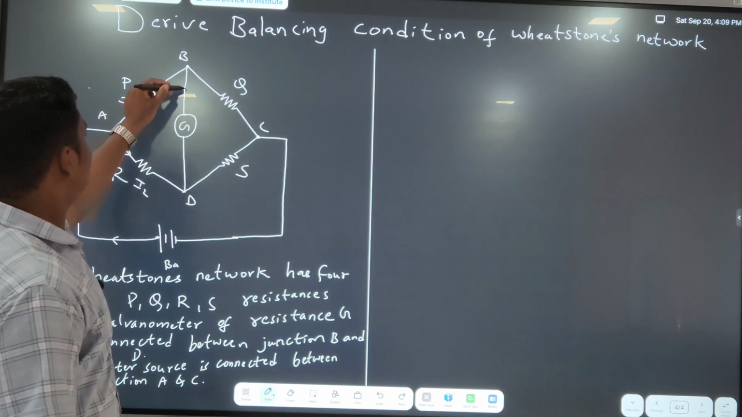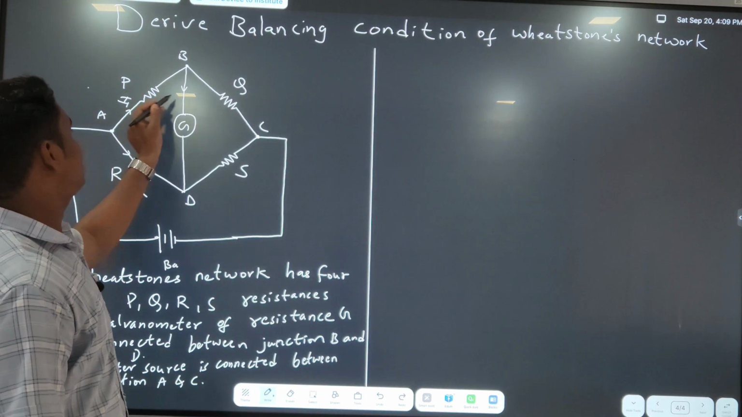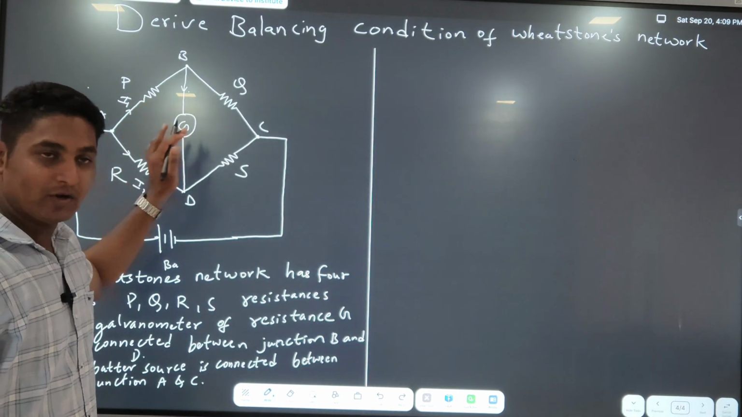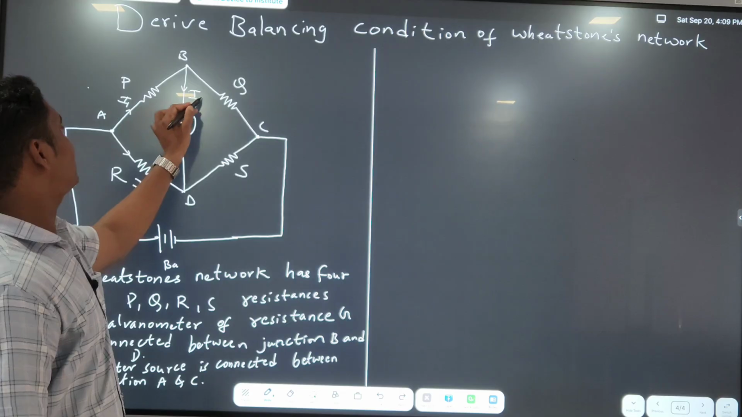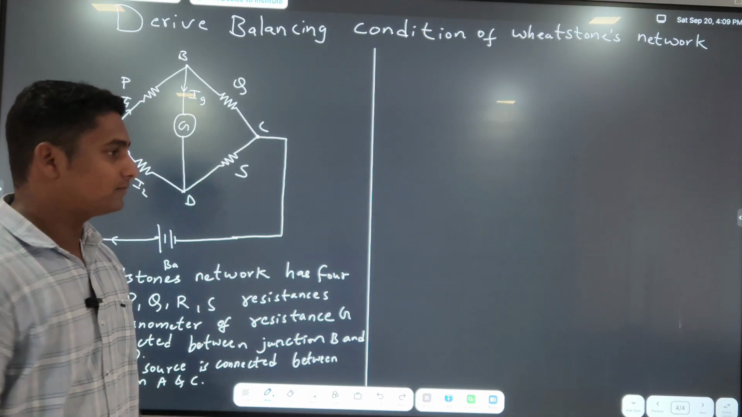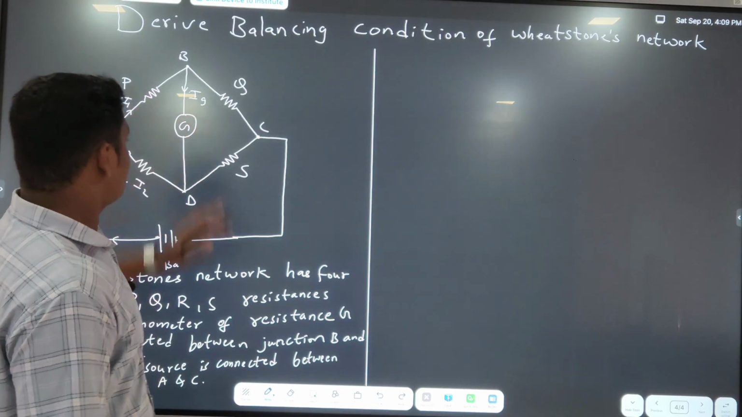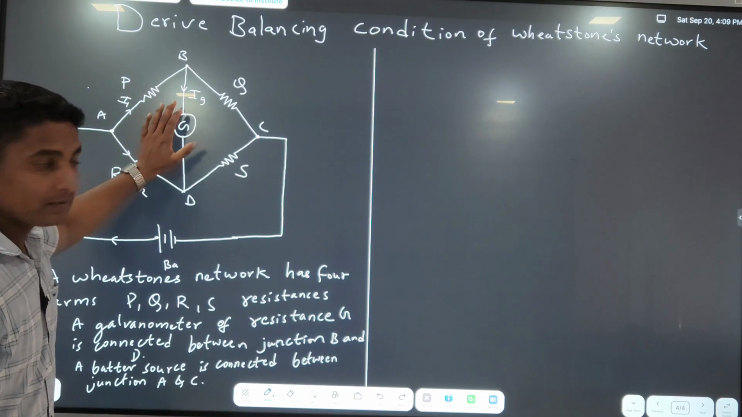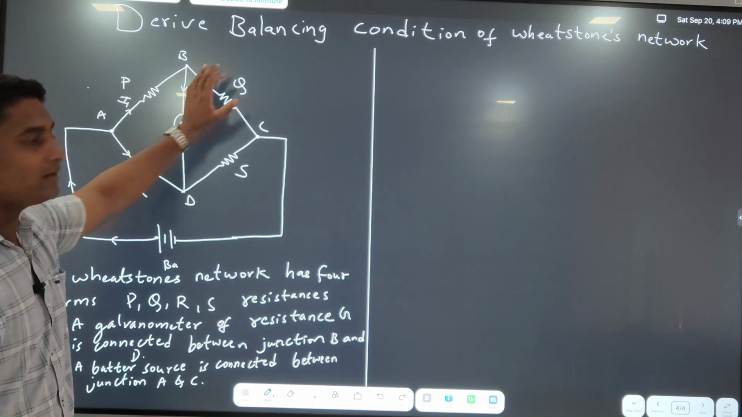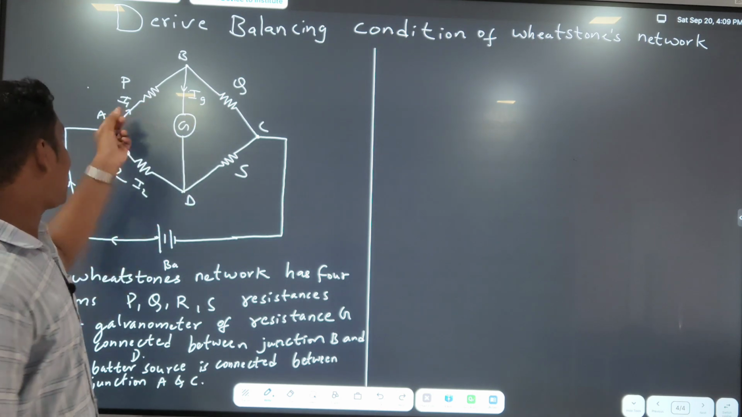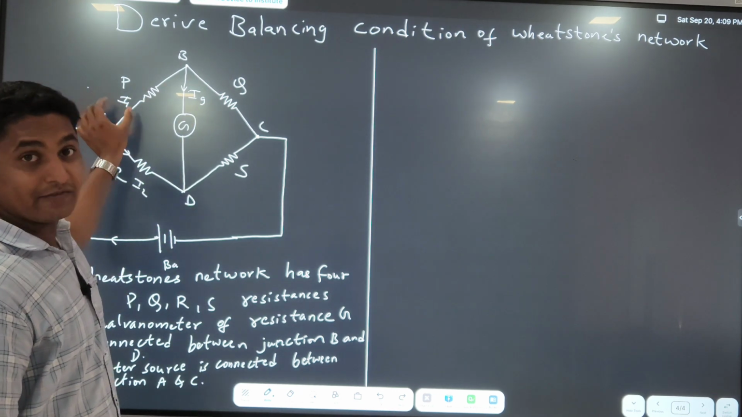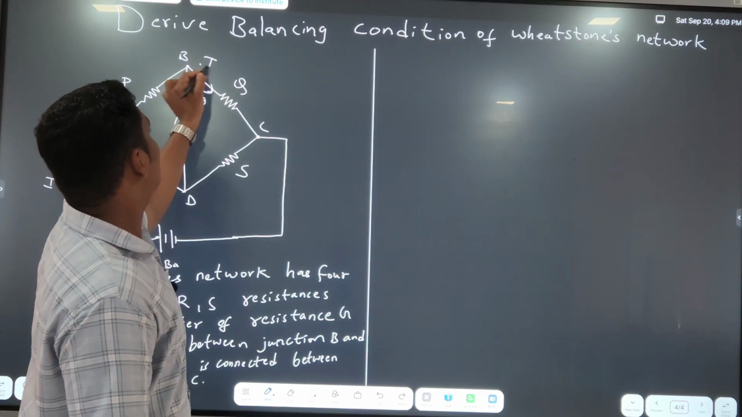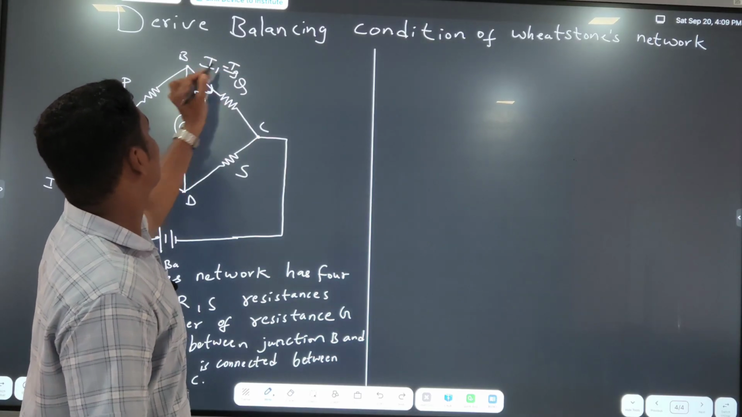Some amount of current will pass here. As the current is passing through the galvanometer, we can name it the current through the galvanometer, IG. And then IG from I1 is passing here. Then how much current will be remaining here? I1 minus IG, because IG is subtracted from I1. Then the current will be I1 minus IG.